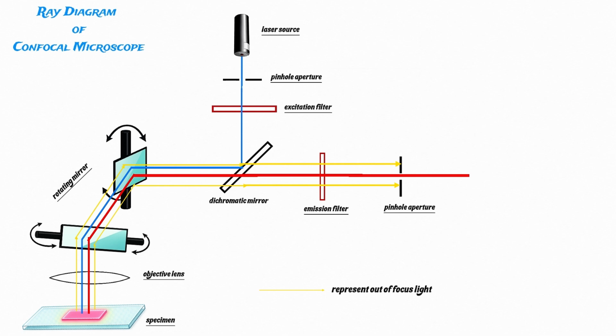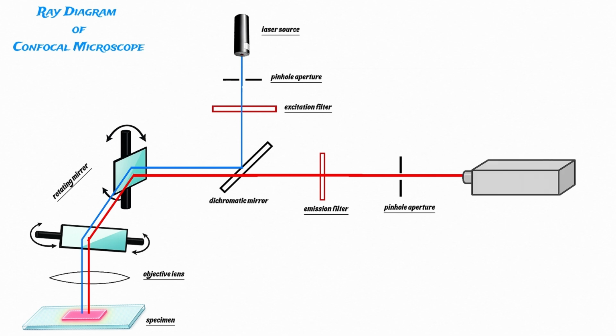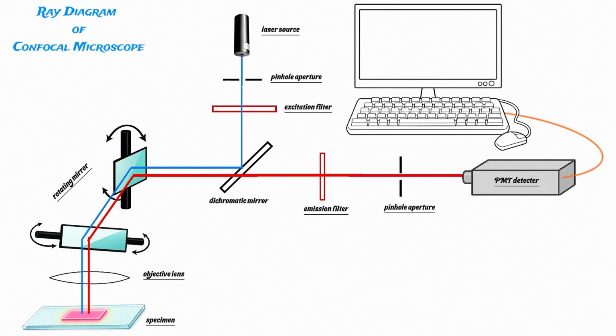The illumination point on the specimen and the detector pinhole are placed at the same focal plane, or in other words, they are confocal. Because only light from this common focal point reaches the detector, out-of-focus light is rejected, producing a much sharper image. Finally, the focused fluorescence reaches the photomultiplier detector, or PMT. The PMT is an extremely sensitive detector that converts the light into electrical signals and amplifies even very weak fluorescence.